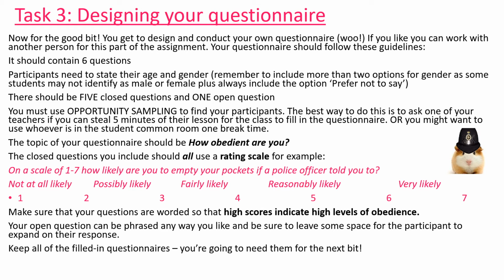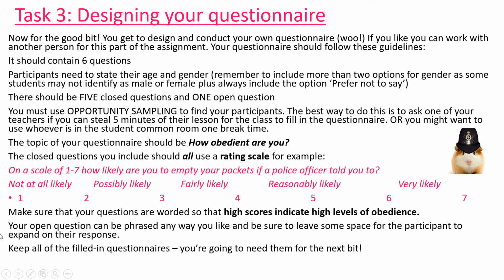So the closed questions you include should all use a rating scale. For example, you get your question or statement: on a scale of 1 to 7, how likely are you to empty your pockets if a police officer told you to? And there we have from not at all likely, with bits in between, up to very likely. So 1 is the lowest, it's kind of no, I'm not going to do it, up to 7 is like, heck yes, I'm going to do it. And everywhere in between is either more or less in agreement with what the action is.